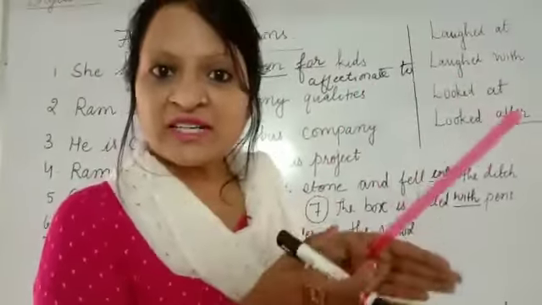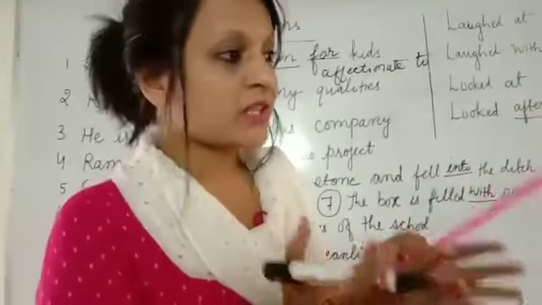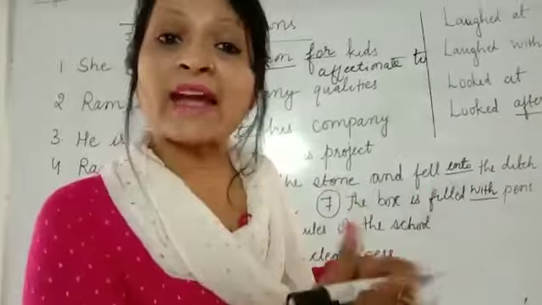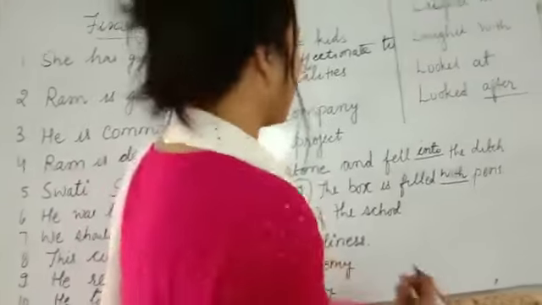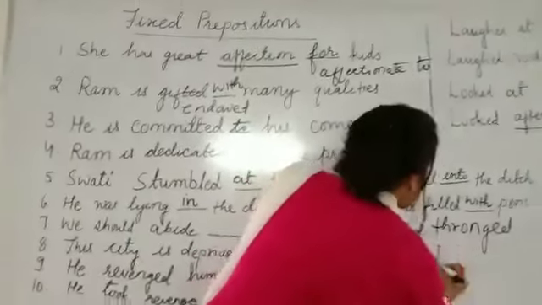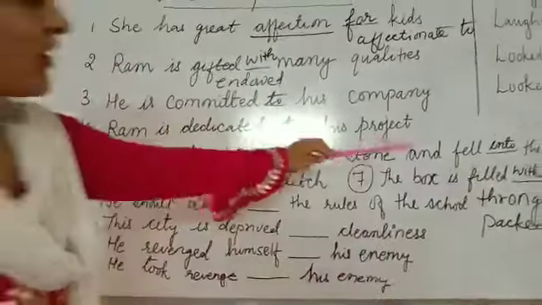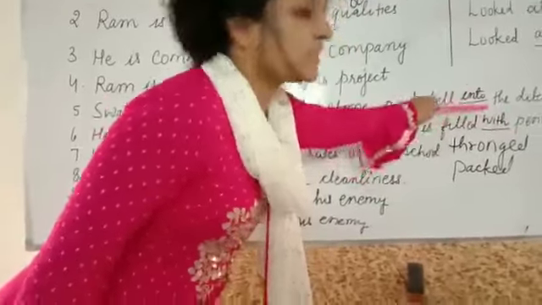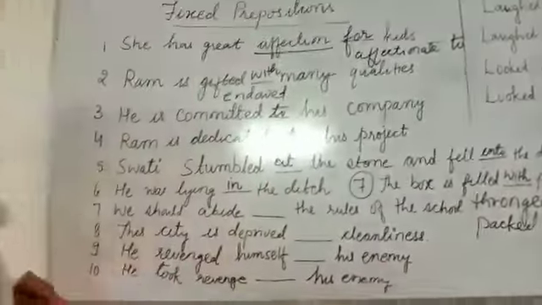The box is filled with pens. The box is thronged with pens. The box is packed with pens. So in this way we can use thronged with. Okay. Next is packed with. So these are all verbs, and here we use with for all these three verbs.